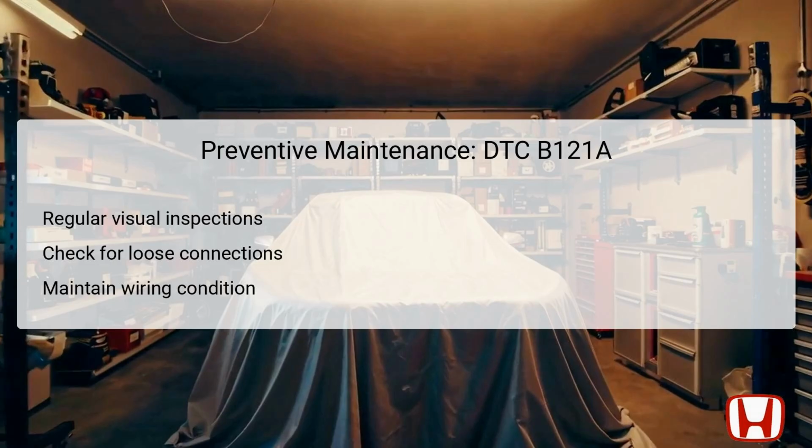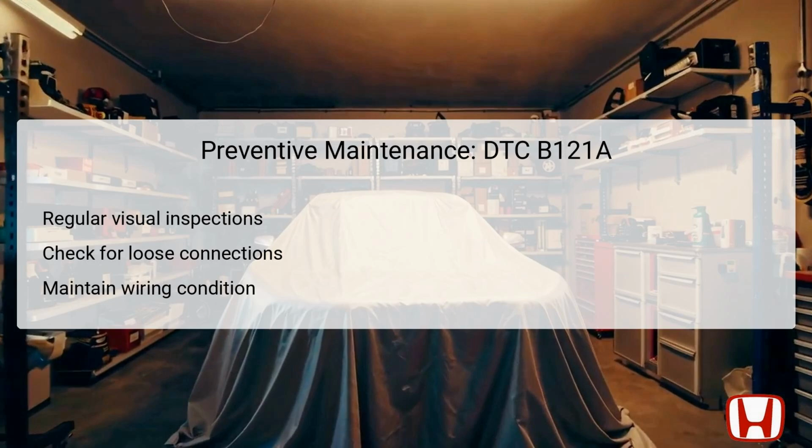To prevent future occurrences of DTC B121A, engaging in regular preventive maintenance is essential. One effective strategy is conducting visual inspections of the wiring and connections related to the mode control motor and climate control unit. This helps identify any wear or signs of fraying that could lead to electrical failures down the road. Additionally, make it a habit to check for loose connections during routine maintenance, especially when working on related components. Maintaining the condition of the wiring ensures minimal disruptions in the electrical pathways crucial for effective operation.